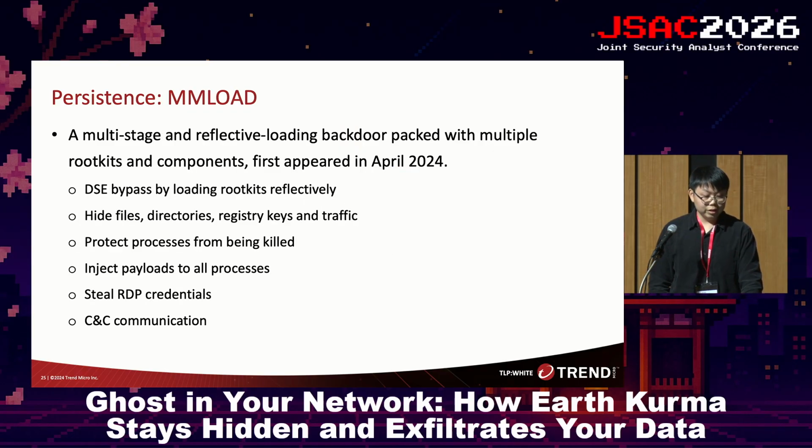For the third rootkit, mmload, it's a multi-stage and reflective loading backdoor packed with multiple rootkits and components. First appeared around April 2024. It has lots of capabilities like DSE bypass by loading rootkits reflectively, or it can hide files, directories, registry keys, and traffic. It can also protect processes from being killed. It can also inject payload to all processes, or even steal your RDP credentials or do the C&C communication.